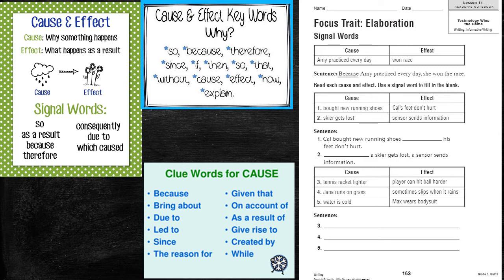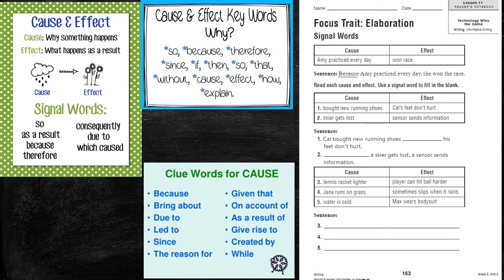Great. Let's look at this first half over here, and you can see that there are tables titled cause and effect. Let's read the first one. Cause: Amy practiced every day. Effect: won race. How are you going to convert that into a sentence? Well, here's the sentence. Because Amy practiced every day, she won the race. So you can see that the word because is your signal word.